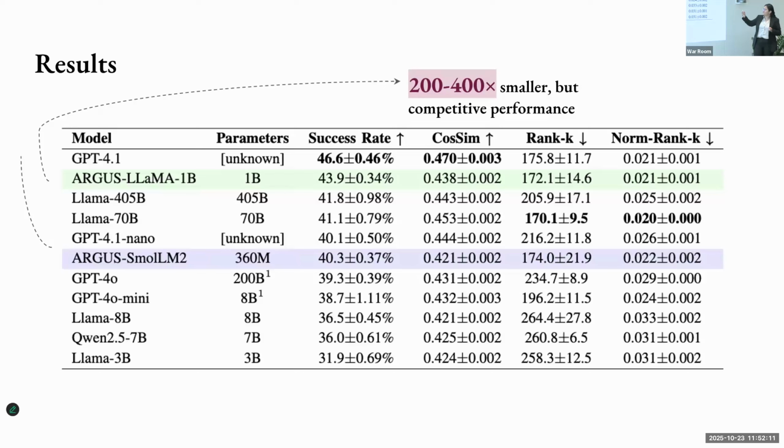To talk more about the metrics here, success rate basically stands for whether the target document was present in the top 3. And you can see success rate over here defines whether it got it right in any one of the turns, so any one of the 5 turns, and you can see how it's performing really well. So about 43.9%, and you can see how SmolLM2, which is just a 360 million parameter model, is performing at 40.3. So all of our Argus models are performing really, really well.